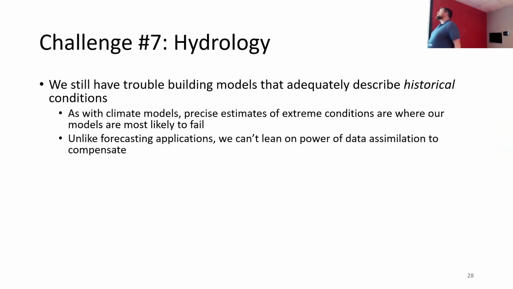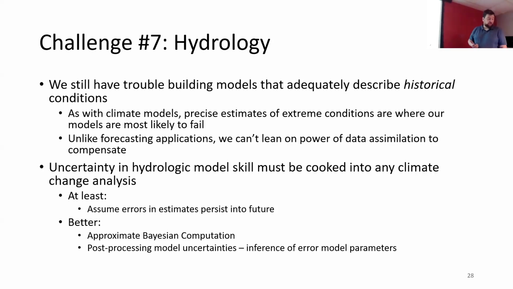All right. We're still having trouble building models that adequately describe historical conditions. Just like climate models, we have the hardest time with predicting extreme conditions. Unlike forecasting applications with scenario analysis, we can't lean on data assimilation to do the hard work for us. So a key thing, and this is something that we focus on quite a bit at Waterloo, is ensuring that uncertainty due to the unknown hydrologic model skill in the future has to be cooked into any climate change analysis. At the very least, we look at errors in our estimates of floods in the past, and we propagate them forward in the simplest fashion.